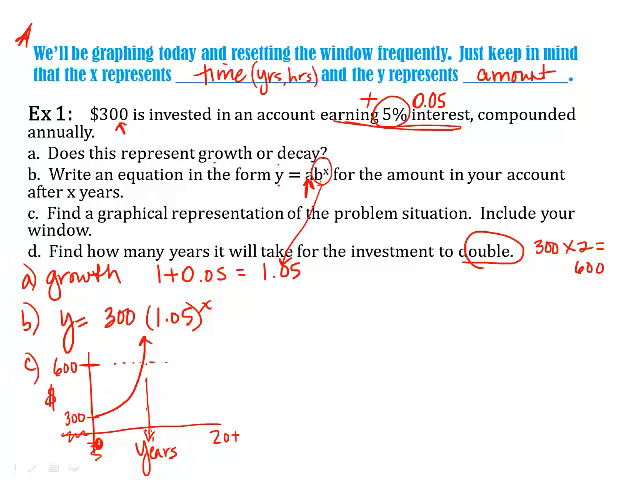But before I jump over there, I want you to remember what we've done with our axis. Along the y-axis, our values are from 300 to 600, right? Nothing below 0. And our x values are from 0 to 20. This is going to be helpful because we need to adjust our window on the calculator. So let me show you what I mean.